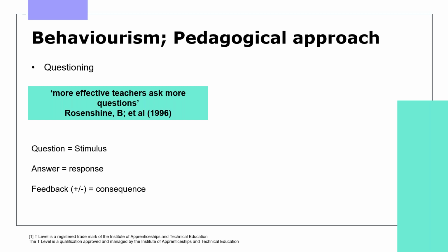Questioning can be broken down into 3 stages. The question itself is a stimulus, the answer is a response, and feedback to the answers can have a positive or negative consequence. Now let's apply the ABC to questioning.